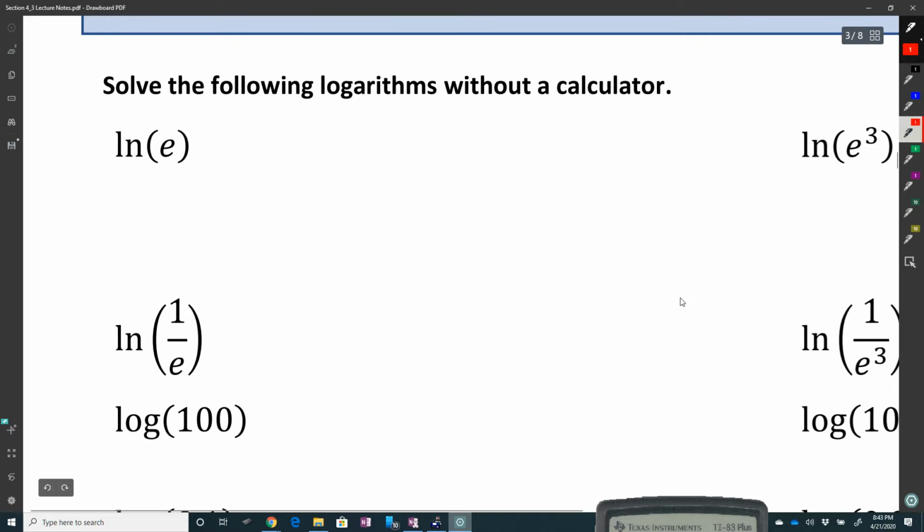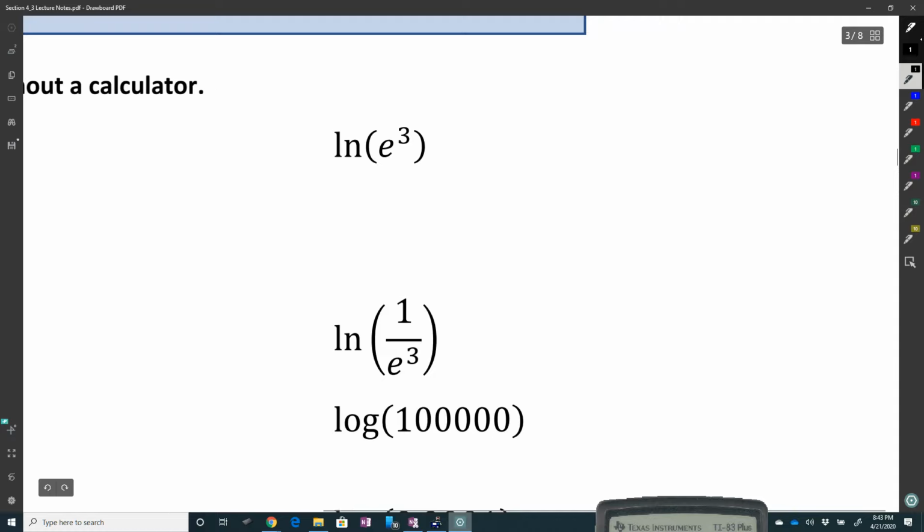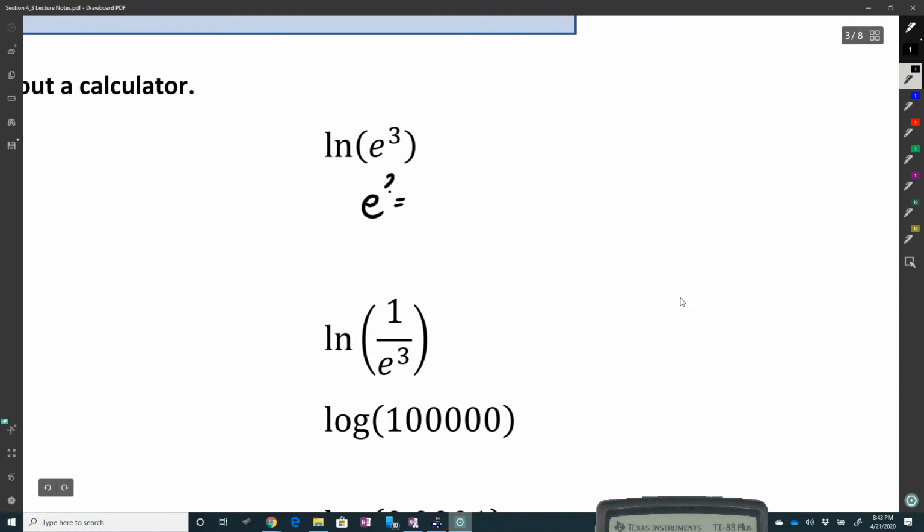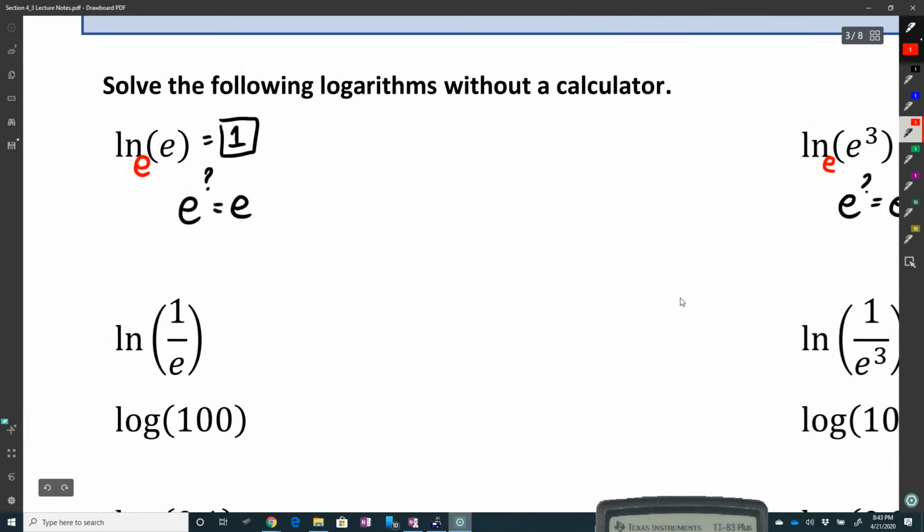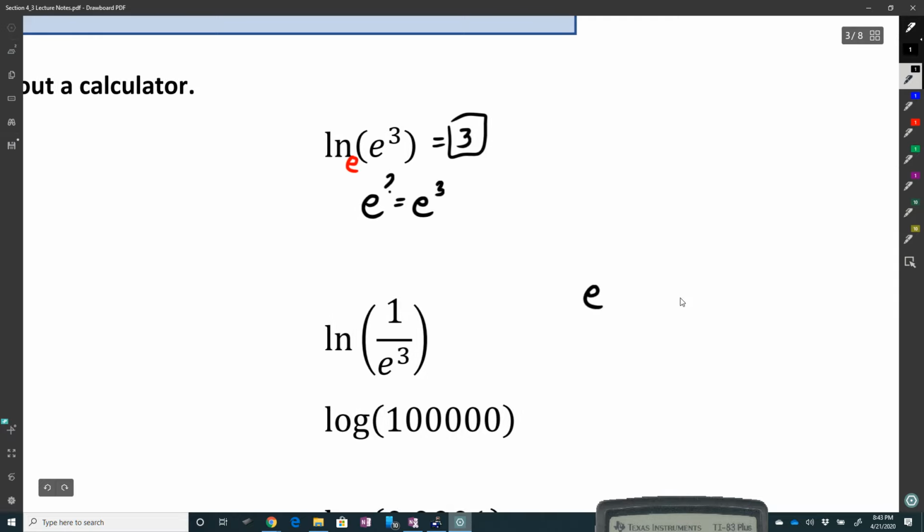Remember, ln of e, the implied base is e. So e to the what equals e? Well, the answer there is 1. E to the what equals e cubed? 3. Remember, the base is e. The implied base is e. E to the what equals 1 over e? Negative 1. E to the what equals 1 over e cubed? Negative 3.